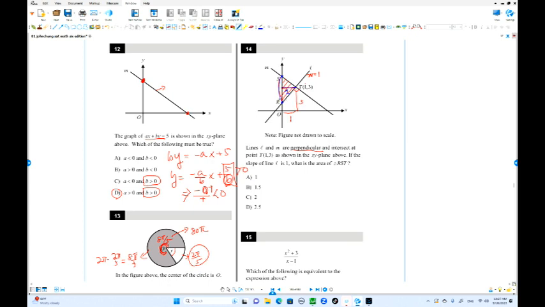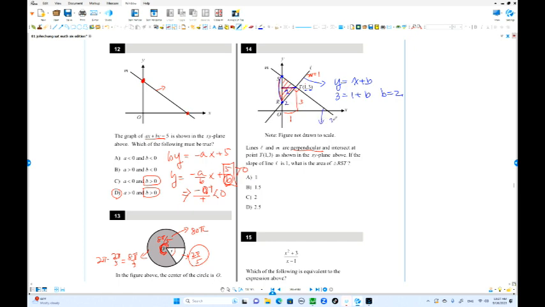To get the length of base, we need to get the y-intercept. What's the equation of this line? Slope is 1, so y equals x plus b. Put this number 3 and 1 in the equation, okay? When y equals 3, x is 1, so 3 equals 1 plus b. So b equals 2, isn't it? This is the y-intercept. This is the 2 over here.